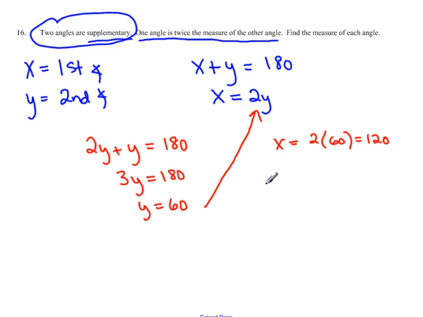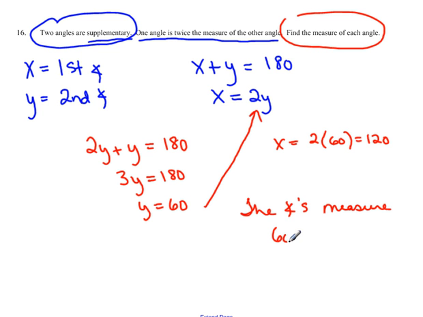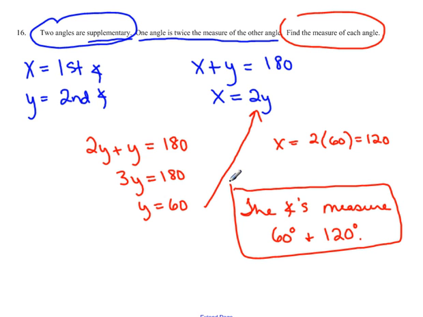With word problems, always answer the question. So the question here is find the measure of each angle. So the angles measure 60 degrees and 120 degrees. And that would be the answer to this word problem.